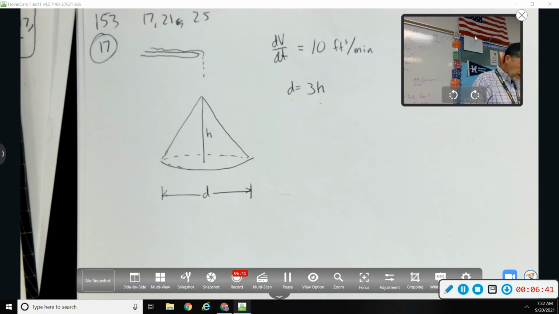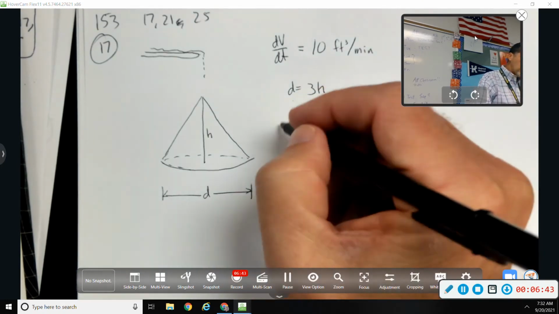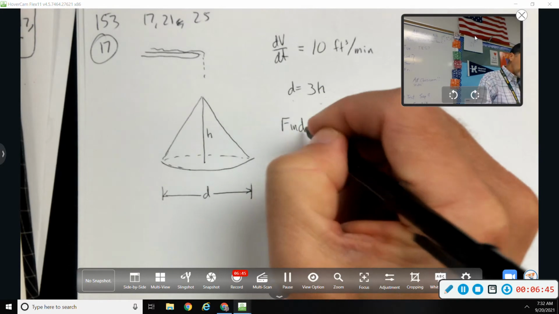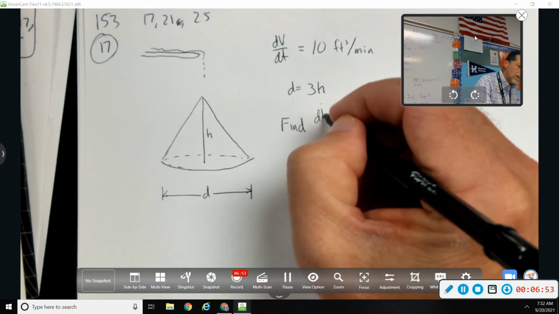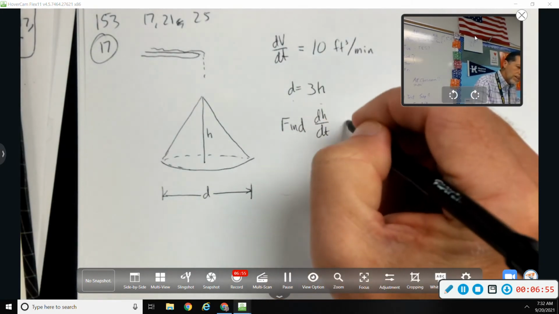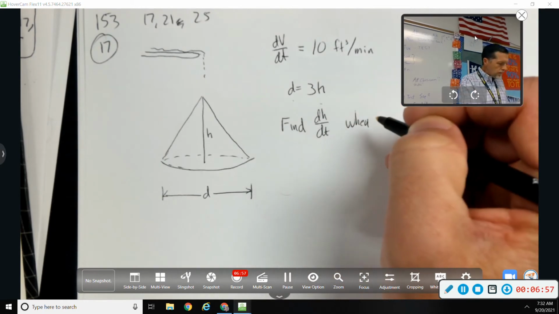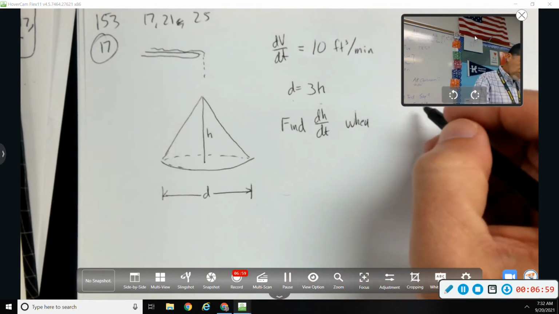At what rate is the height of the pile changing? So what's it asking us to find? The rate the height of the pile is changing. But what is that in terms of our variables? dH dt. Good. Find dH dt when h is 15.